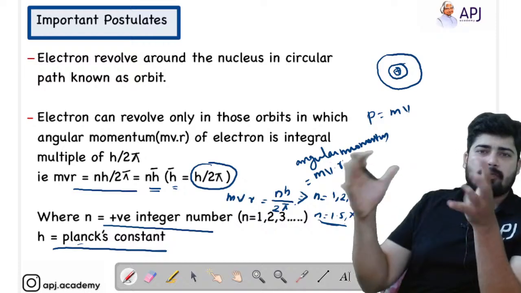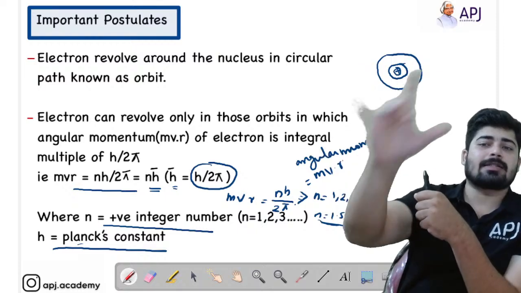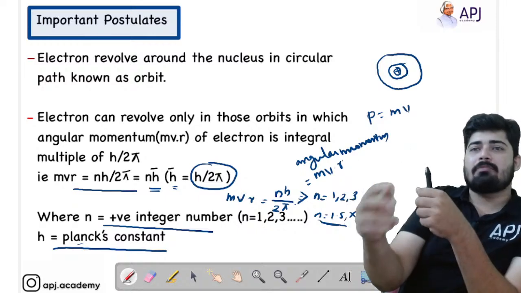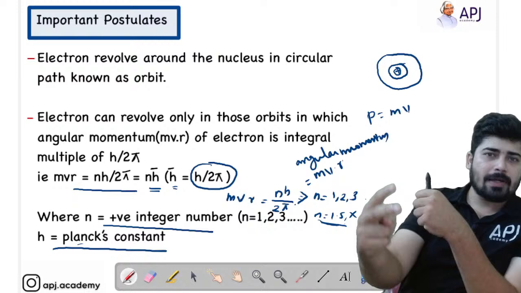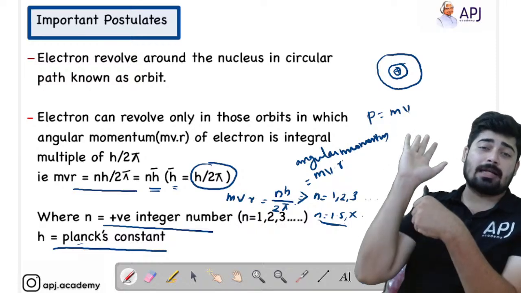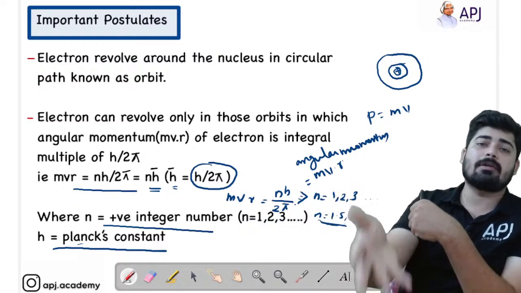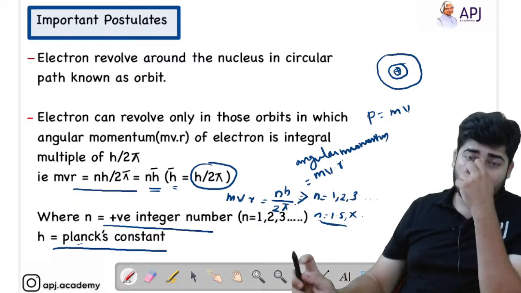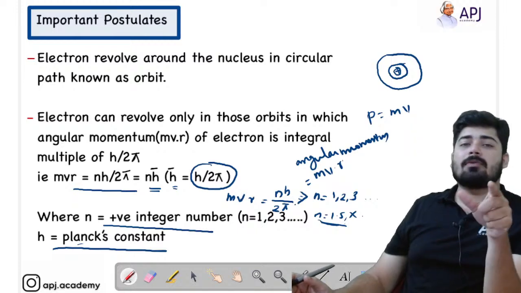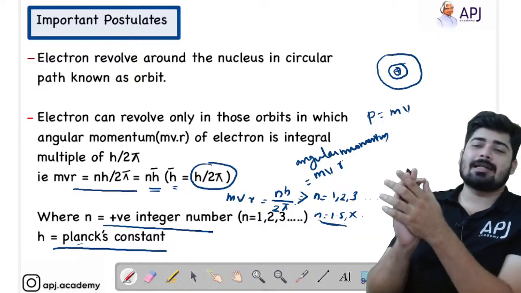We know that there are lots of orbits, but the electron does not choose any orbit which does not satisfy this condition. What is this condition? The angular momentum of the electron can be 1h by 2 pi, 2h by 2 pi, 3h by 2 pi, 4h by 2 pi. It should be an integral multiple, but it cannot be a fraction like 1.5h by 2 pi, 2.5h by 2 pi, 3.3h by 2 pi, 7.2h by 2 pi. It only occupies those orbits where the angular momentum of the electron is an integral multiple of h by 2 pi.